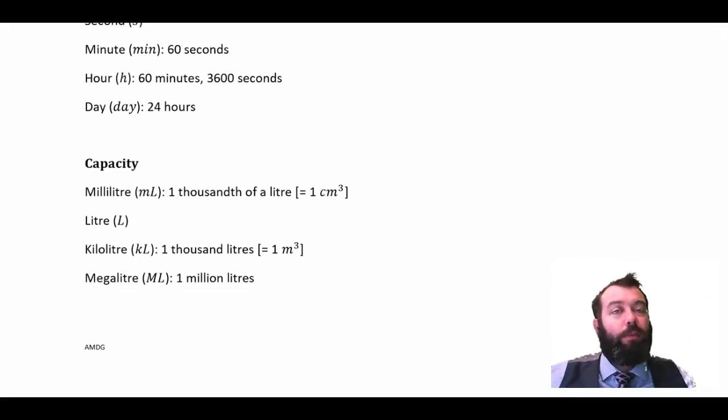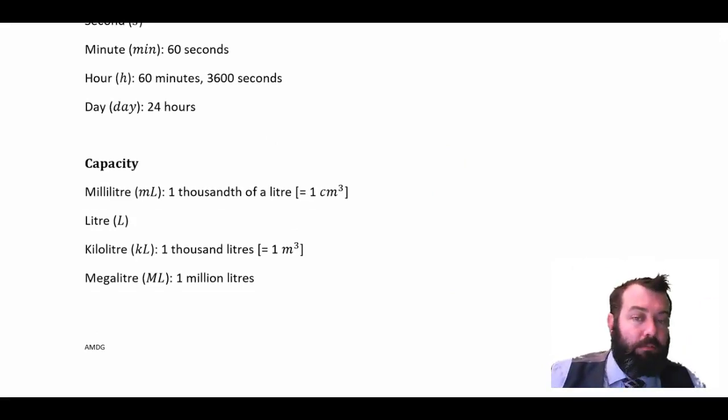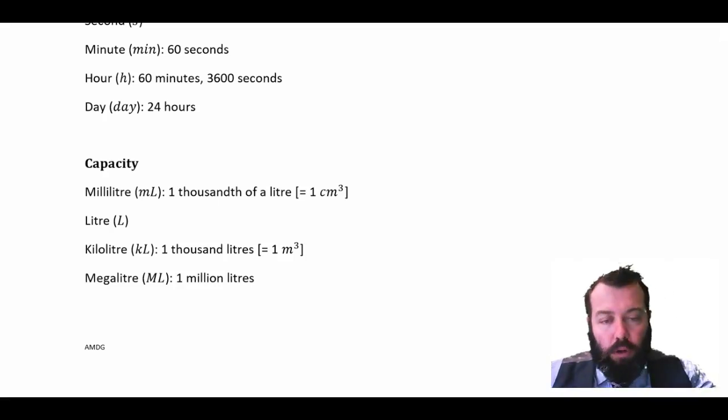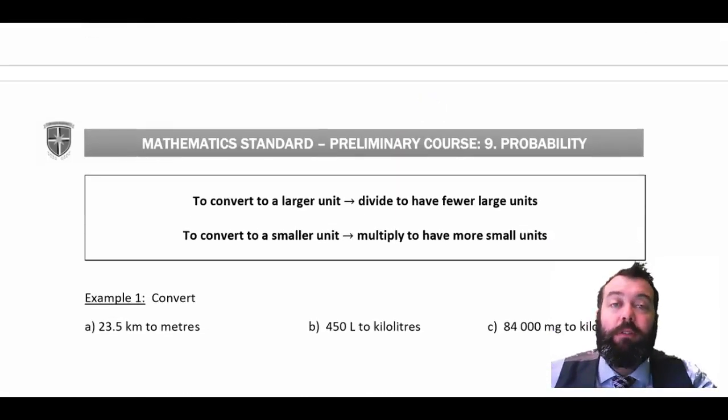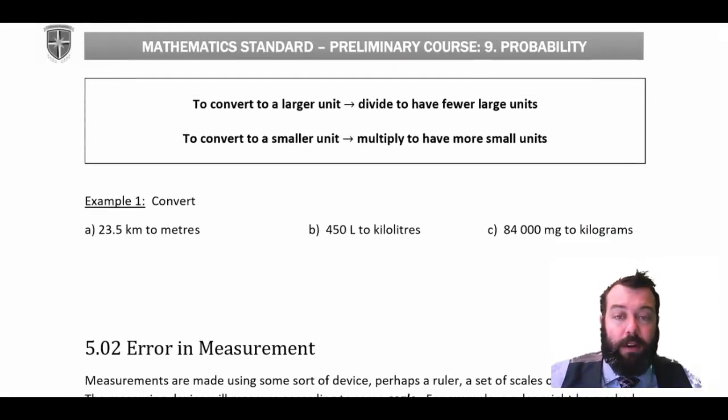Now, there is a difference between volume and capacity. We're going to talk about that in another exercise. But first up, capacity, we measure in litres. So 1,000 litres is a kilolitre, and that just happens to be equal to 1 cubic metre. 1,000th of a litre is a millilitre, or 1 mil, we tend to say. 1,000,000 litres is a megalitre, and that's quite a large amount.